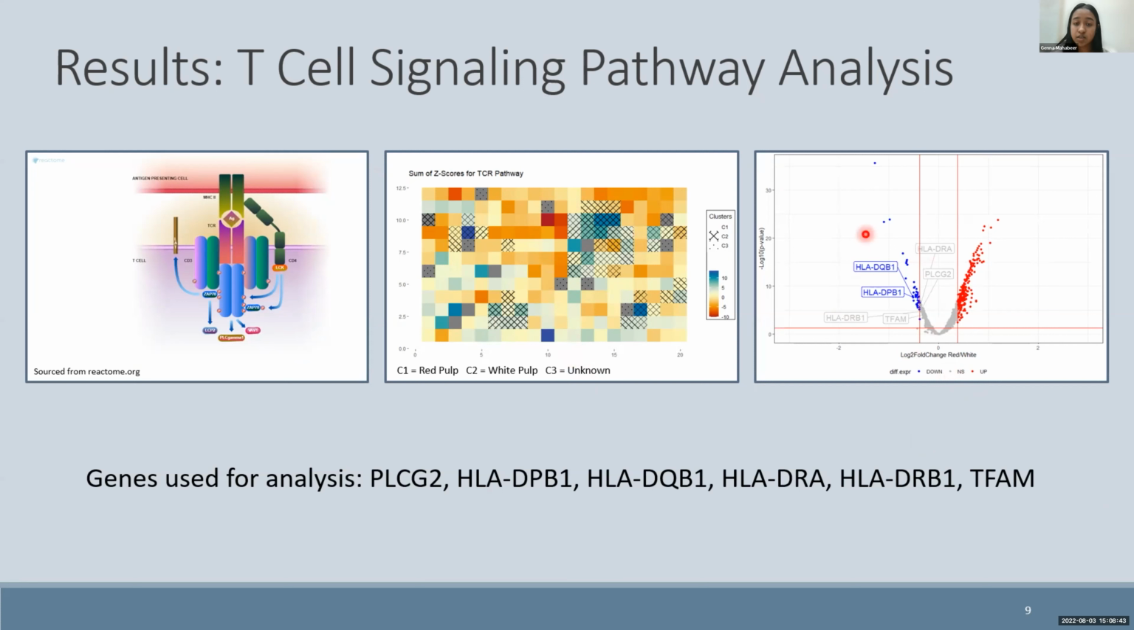And then looking at the volcano plot here to the right, you can see that there is an overall downregulation of these genes in the overall data set, and that's because this is normalized based on the expression of red pulp over white pulp, meaning that there's a lower log2 fold change.